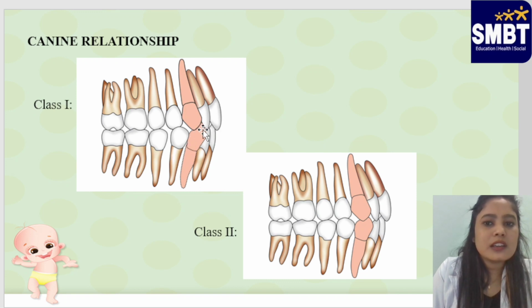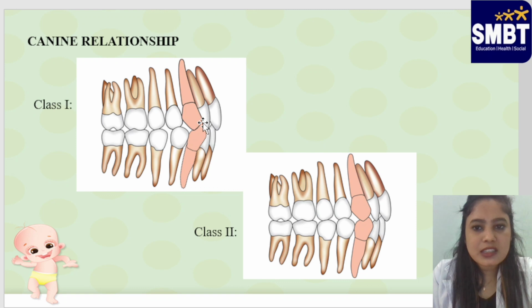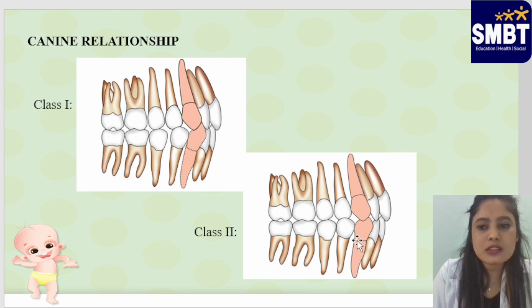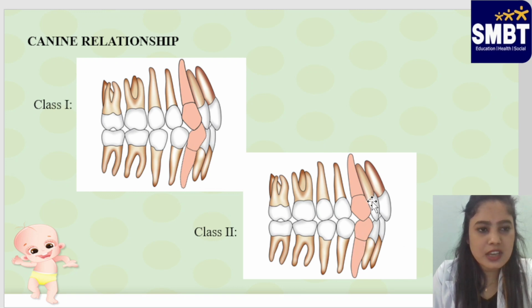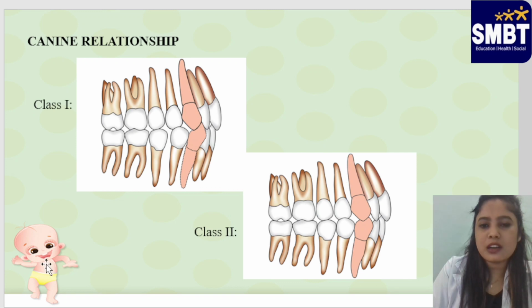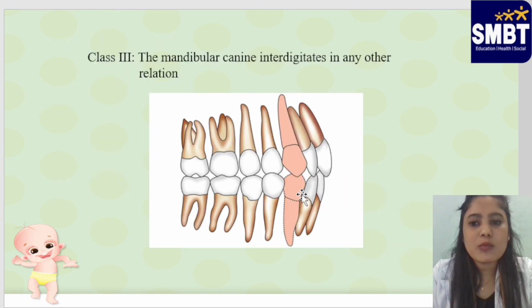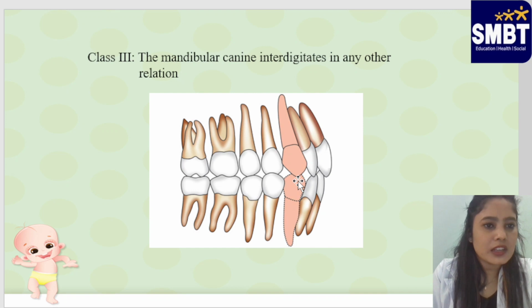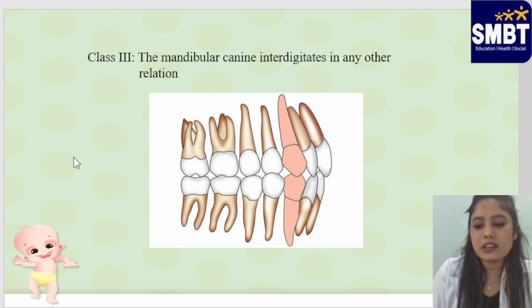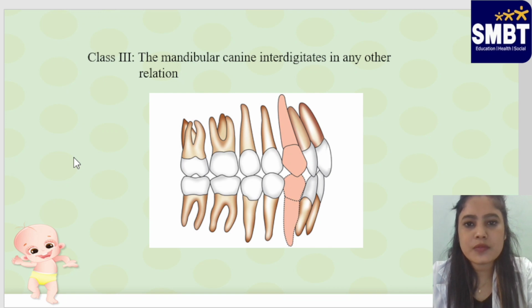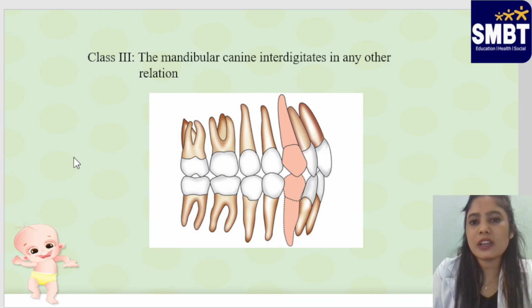It interdigits in the embrasure between maxillary canine and maxillary lateral incisor. This is what the class 1 relation is. What is class 2? The mandibular canine is more distal to the embrasure between lateral incisor and maxillary canine. And what is class 3? The mandibular canine is in any other relationship as compared to class 1 and class 2. It can be either mesial or distal to the embrasure. So this is all about canine relationship.